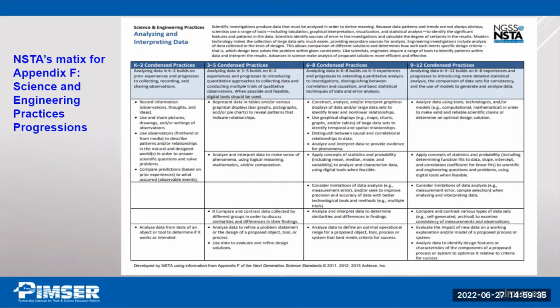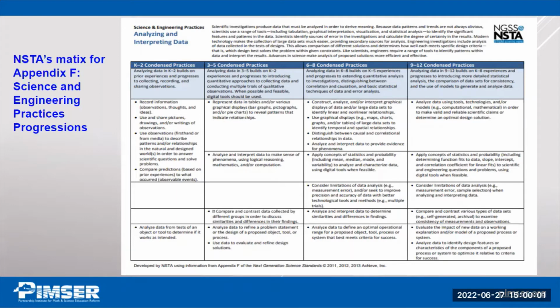In grades 3-5, students build on what they've done in K-2, and we see a decidedly more quantitative focus on collecting data and doing multiple trials during investigations. Digital tools are specifically mentioned as being helpful when feasible. Students represent data in tables and graphical displays, again looking at patterns in the data to reveal relationships.